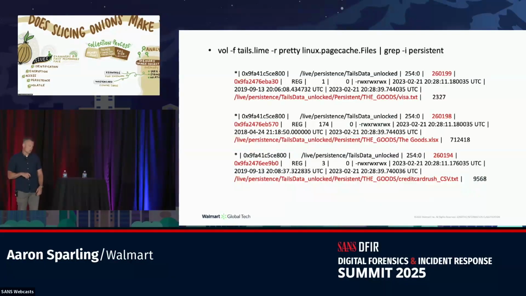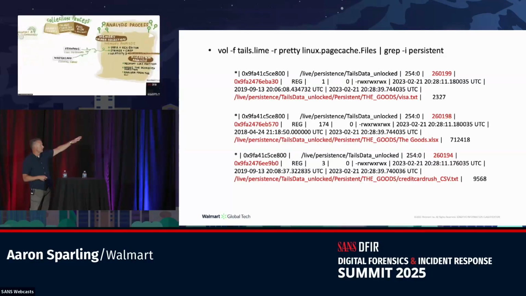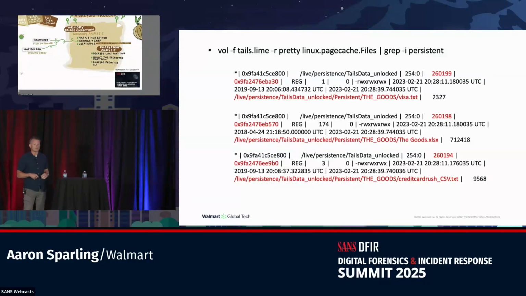All right, so how do we get evidence objects? We've got the memory capture. One of the really cool things that we can use is a new plugin, the page cache files. What I'm doing here is running Volatility against my memory image. I'm saying render it in the pretty mode, then I'm running a plugin, piping it to grep, and looking for anything that's in that persistence drive. What it gives me is some incredibly useful information, and that's the stuff highlighted in red.